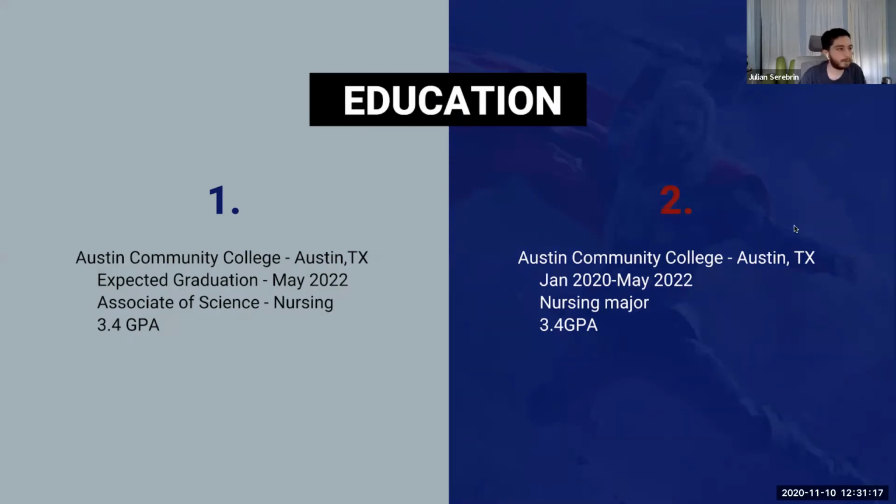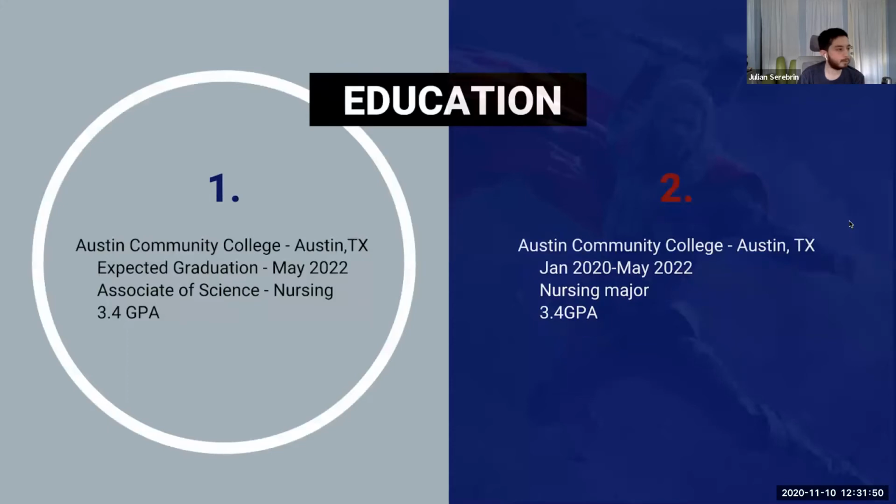So go ahead and vote in the chat for this one, which one you all think is a better looking education section for a student at Austin Community College, ACC. Got a 1. Another person voted for 1. All right. Yeah, those of you who said 1, you're correct.